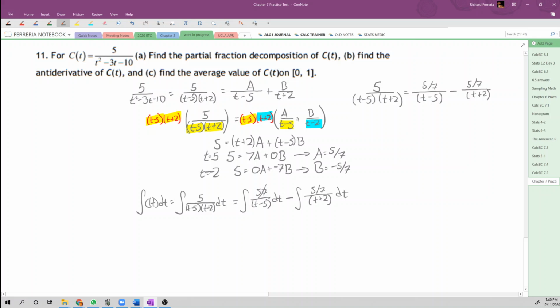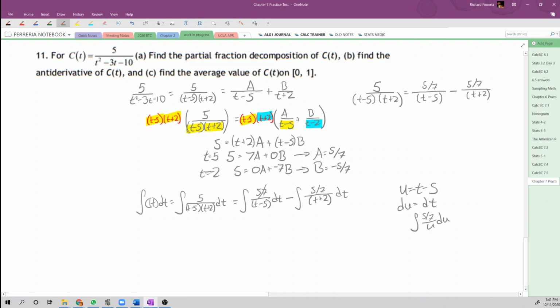Now the antiderivative here, the denominator is linear in terms of t, and the derivative of t minus 5 is 1, and the derivative of t plus 2 is also 1. So that tells me I don't technically have to use a u substitution, or at least I don't have to be too deliberate about it. Of course, if you wanted to, you could say u is equal to t minus 5 and du equals dt. So we have the integral of 5/7 over u du.